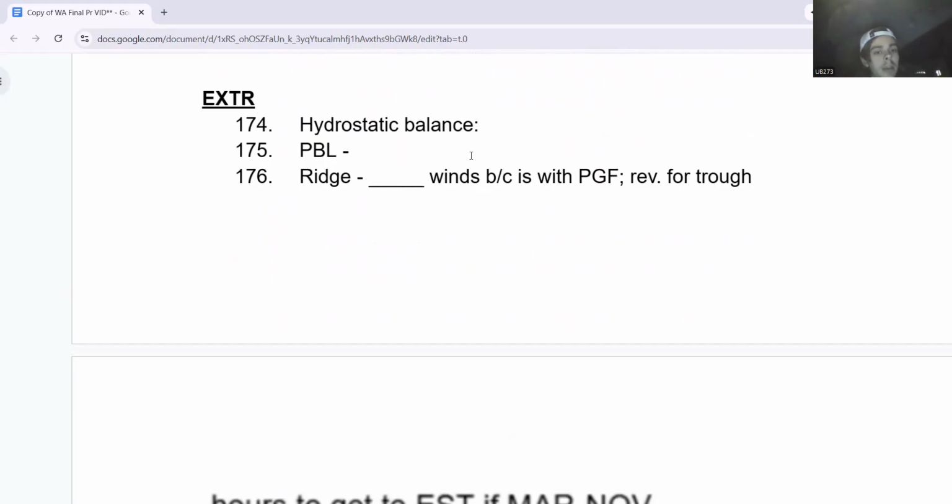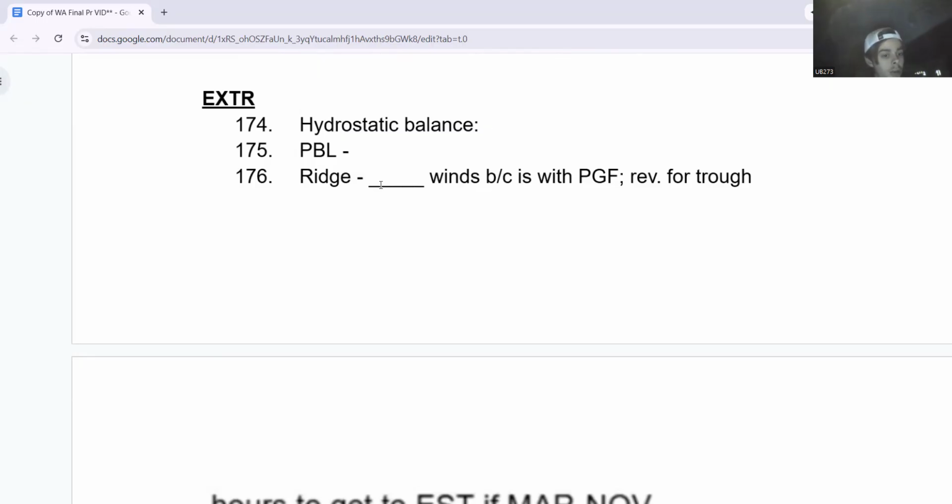Hydrostatic balance, what does that mean? Okay, so this is just extra stuff, kind of random. Hydrostatic balance is if the pressure gradient force and gravity balance, not the Coriolis. That's geostrophic balance. The PBL, I recently just said that. It's the area close to the surface where friction is an effect.